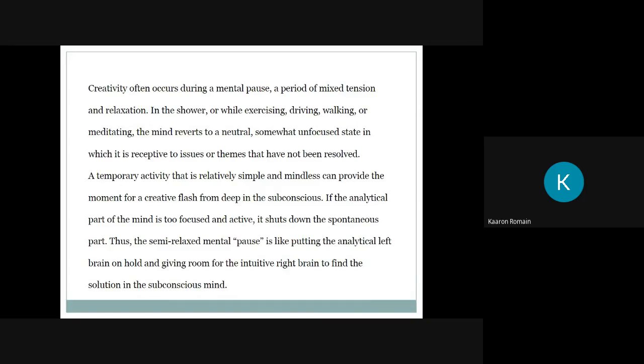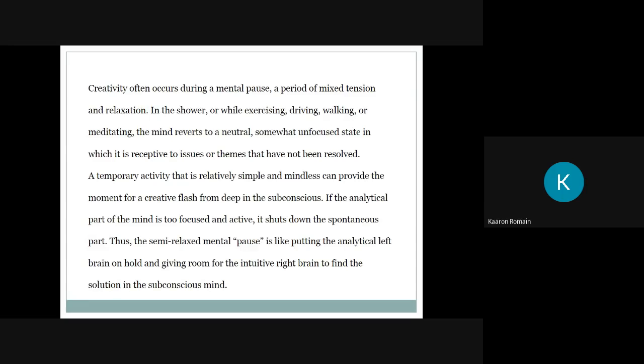Creativity often occurs during a mental pause, a period of mixed tensions and relaxations. In the shower, or while exercising, driving, walking, or meditating, the mind reverts to a neutral, somewhat unfocused state in which it is receptive to issues or themes that have not been resolved.